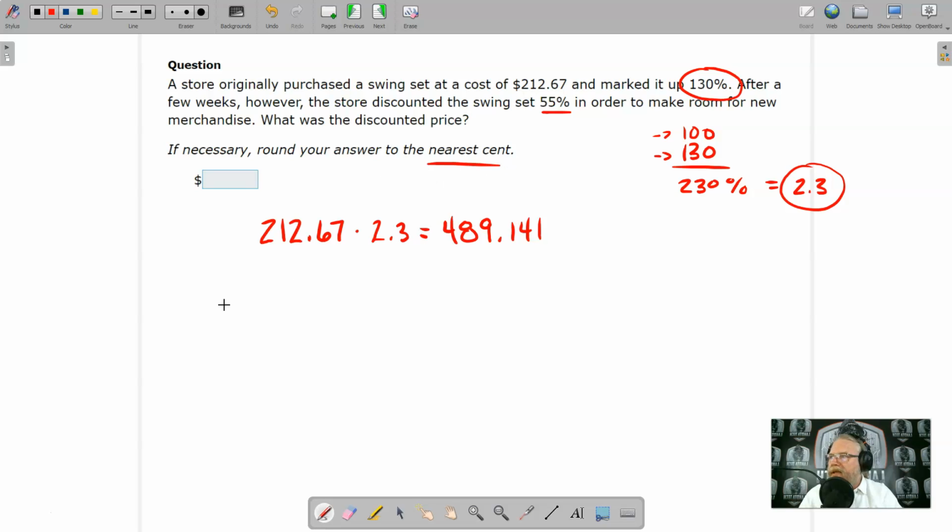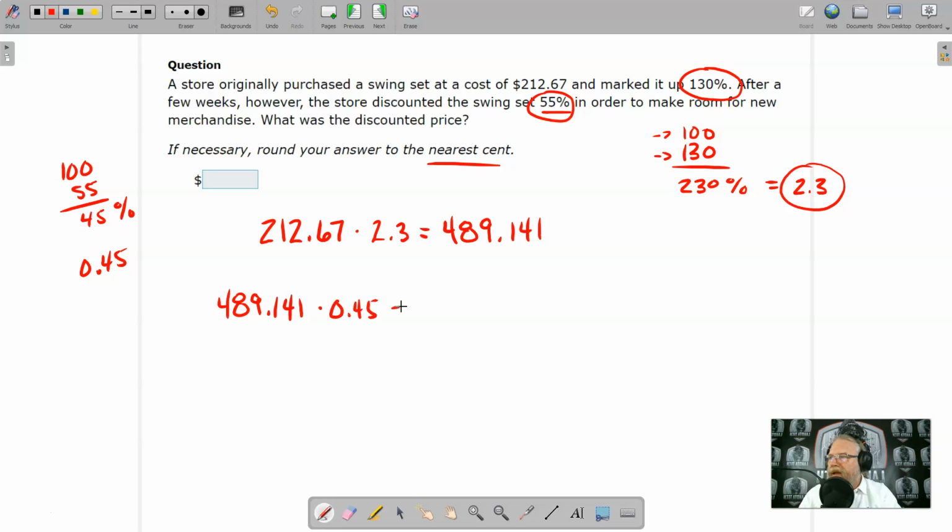So now the price is $489.141. But then they decide to discount it 55%. So they're going to take away 55%. So let's think of the amount that they're keeping on it then. Well, 100 minus 55 equals 45. So we need 45%. And that as a decimal is going to be 0.45. So we want to know 0.45 times this number here.